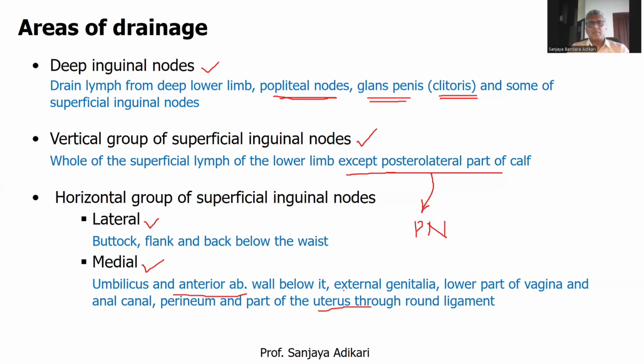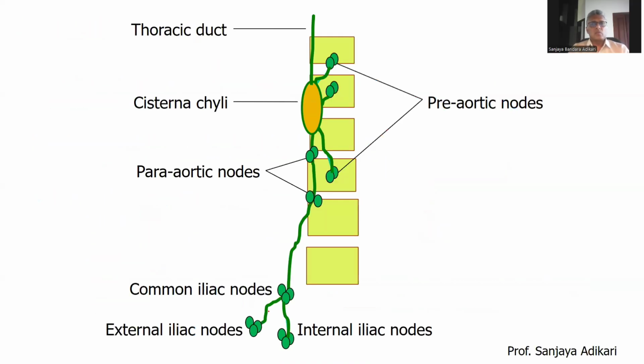Also, it drains the perineum and external genitalia, superficial lymph from that, from males and females, and more importantly, the lower part of the vagina in females and the lower part of the anal canal in both sexes. Okay, so from the labium majus, labium minus, scrotum in males, superficial lymph will go into the medial group of superficial inguinal nodes. So we said they drain inguinal nodes, ultimately drain to the external iliac nodes, then from there into the common iliac, then the para-aortic nodes and to the cisterna chyli, and from there into the thoracic duct.